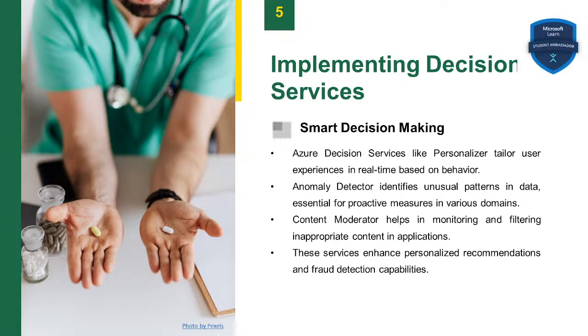Now let's talk about decision services, which are designed to enhance the decision making capabilities of your applications. These services include Personalizer, Anomaly Detector, and Content Moderator, each serving a unique purpose. Personalizer uses reinforcement learning to provide personalized experiences for users. It learns from user behavior and optimizes decisions in real time, making it ideal for recommendation engines and content delivery systems.